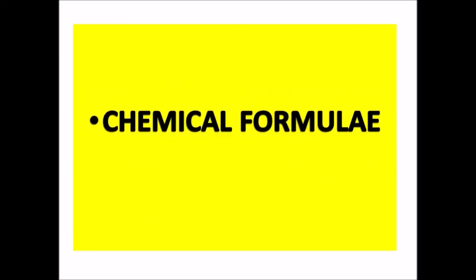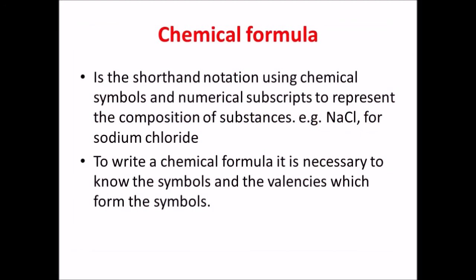Let us now look at the chemical formula. The chemical formula is the shorthand notation using chemical symbols and numerical subscripts to represent the composition of substances in a compound. An example of sodium chloride is given there. But we need to know the valencies and the correct symbols of the elements before we can write the correct chemical formula.